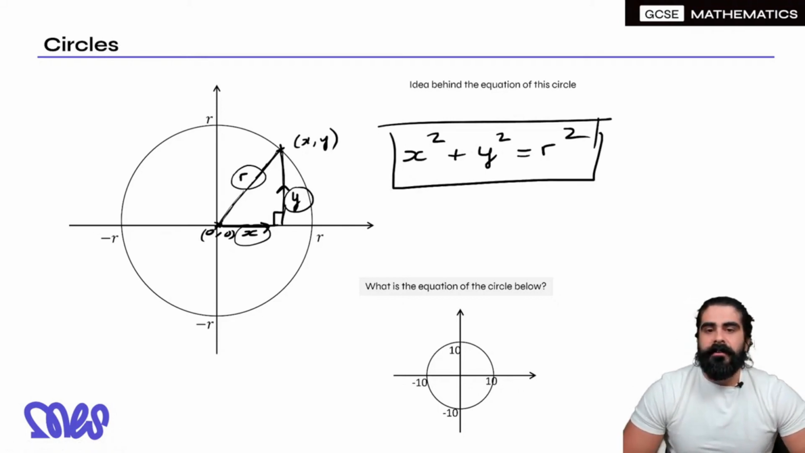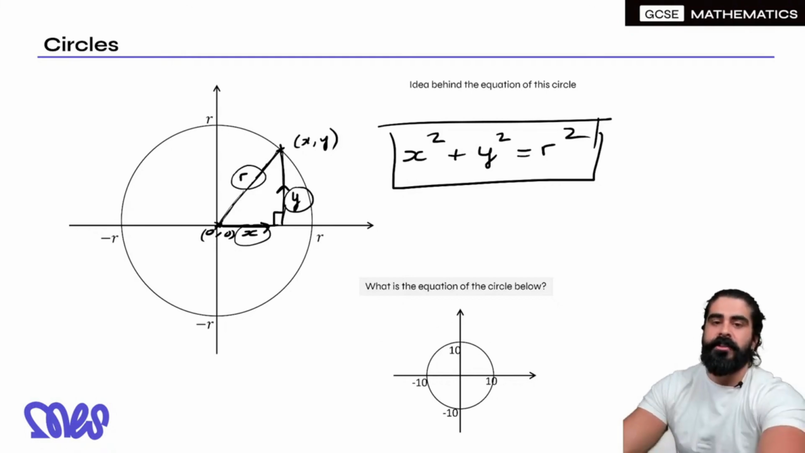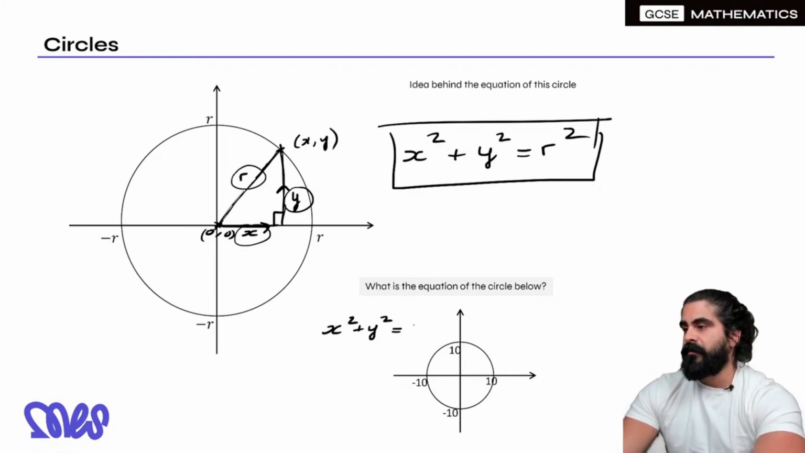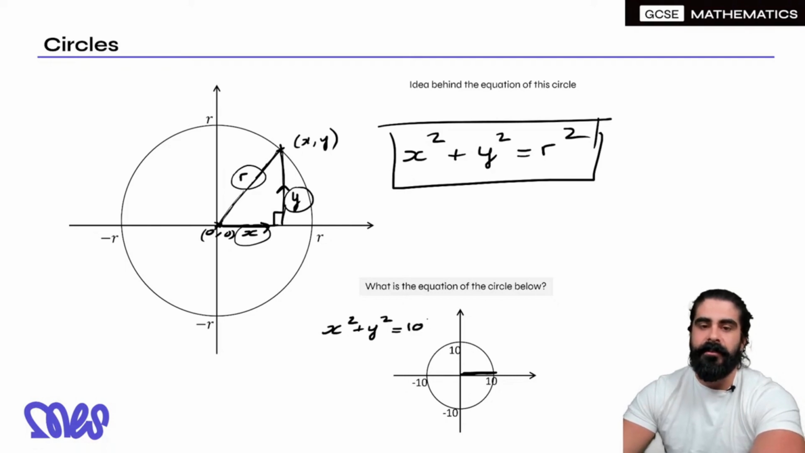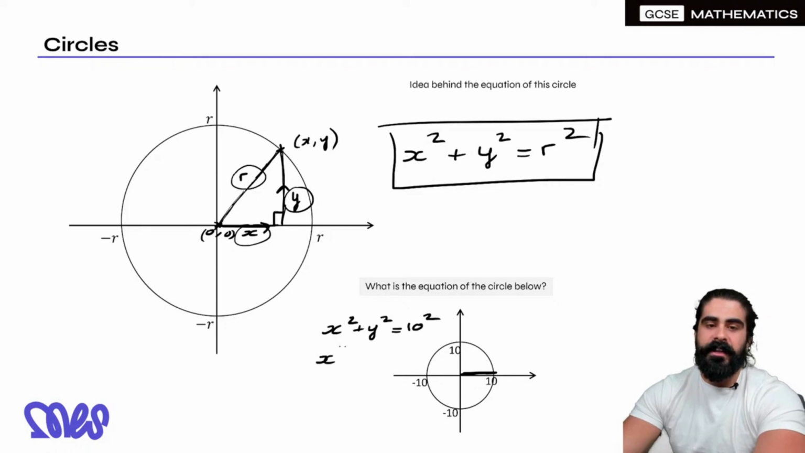So guys, what must the equation of this circle be? So it's always x squared plus y squared is the radius squared. Now here the radius is 10. Yeah, the radius is 10. Then we have to square it. So the full equation is x squared plus y squared is 100.